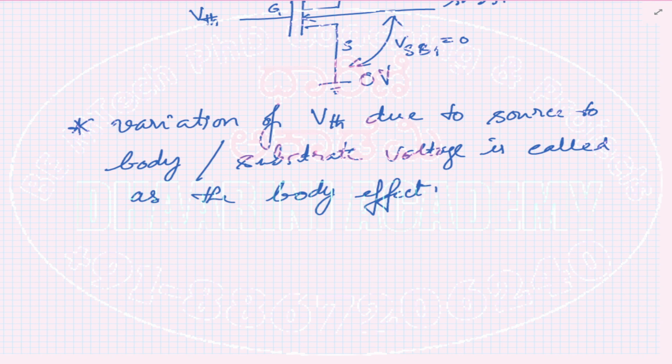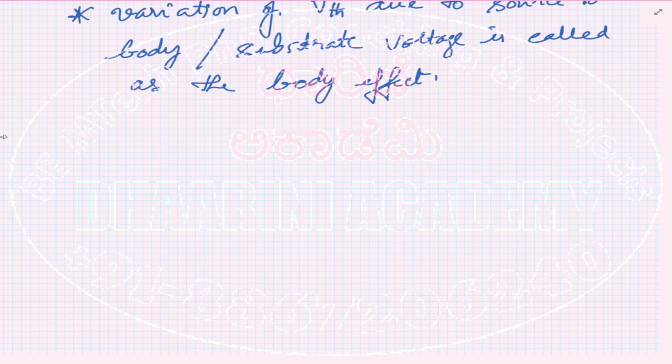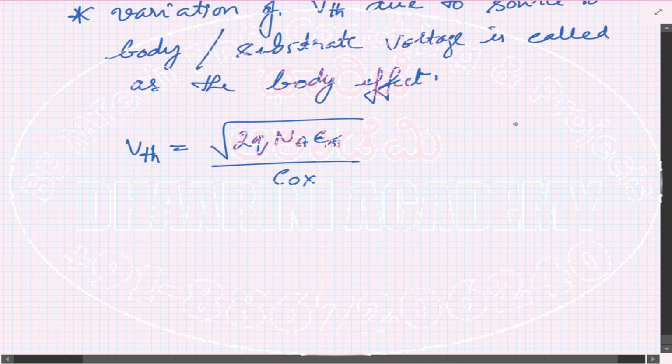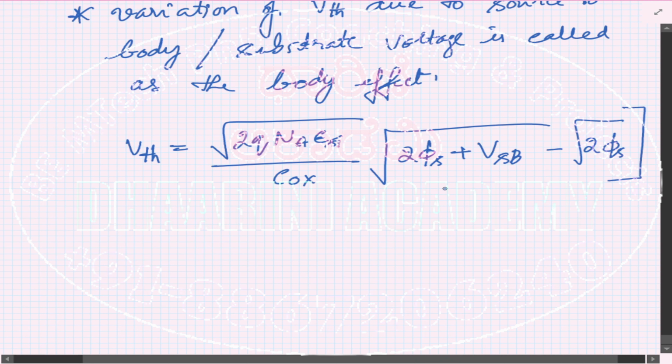So the region under the oxide layer will definitely change when you change this value, because of which you have a change in the VTH. How the VTH varies, we'll write an equation now. So VTH is equal to root of 2 times q times Na times epsilon of silicon, divided by the oxide layer capacitance, times root of 2 times phi s plus VSB, minus root of 2 times phi s. The same equation you can find in many of the books.